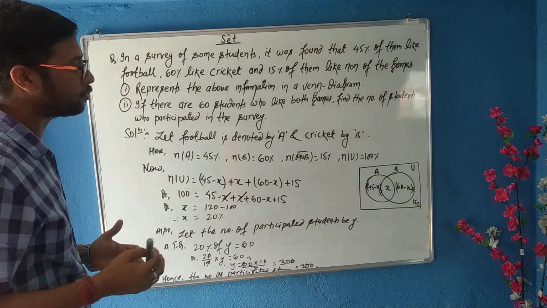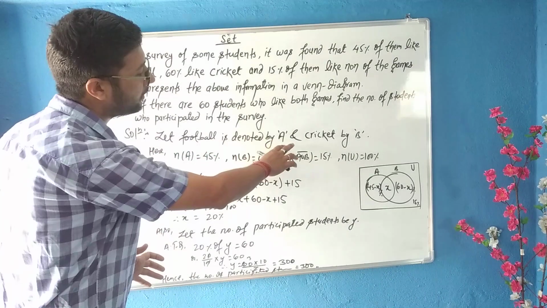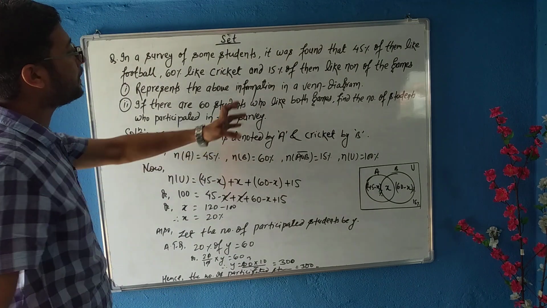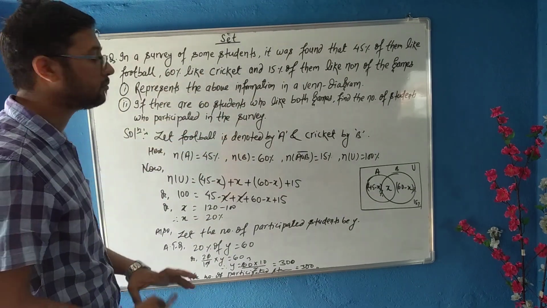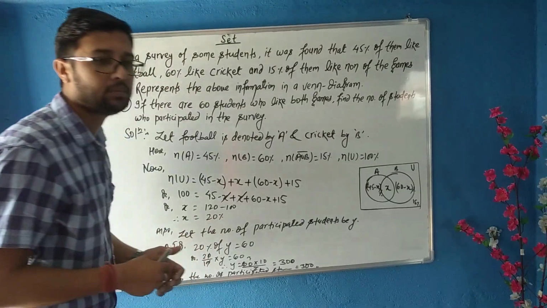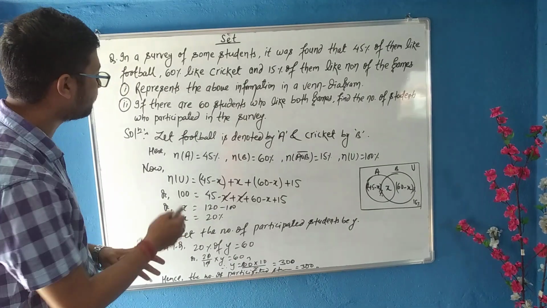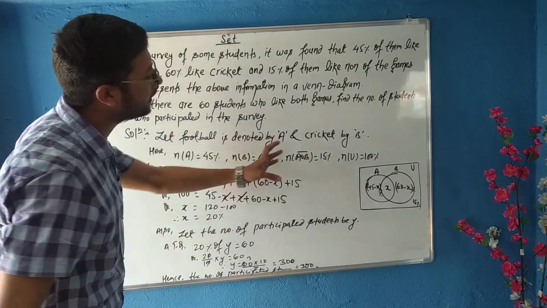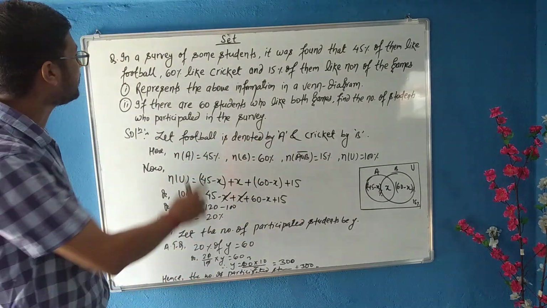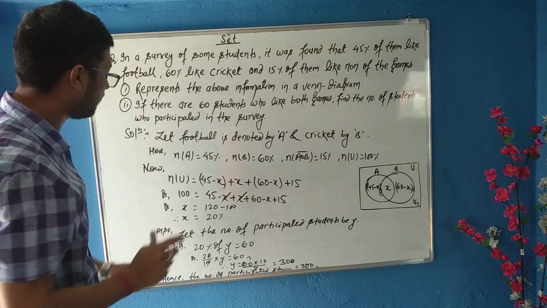So at first we should let football be denoted by A and cricket by B. We could also use F and C, but since most people have studied the formula in terms of A union B, or AB, to make it easier we just denoted these things by A and B. So it was found that 45% of them like football.